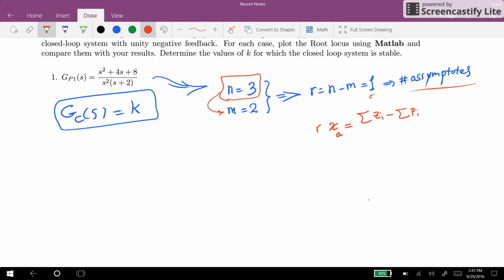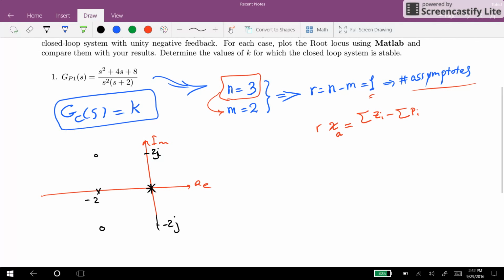Let's determine where the poles and zeros are located for the system. Here we have the real axis, imaginary axis, and here we have the location for the poles: 2 poles at the origin, 1 pole at -2. And regarding the zeros, we have the zeros located at these points: -2 plus 2j and -2 minus 2j.